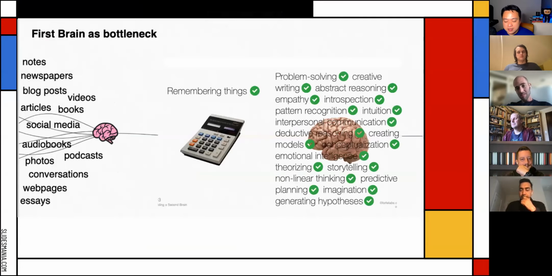And the way that Tiago phrases it is to leave all the routine stuff, the stuff that machines are good at, to your second brain, and then the stuff that humans are good at, which is all the fun stuff: creative writing, problem solving, storytelling, imagination, generating hypotheses. Free that up, and step outside the flow of information. Me personally, I tend to extend this as well. The two things that machines do better than us are storage and search. So it's not just remembering, but also recalling things. It can be pretty good at that as well.